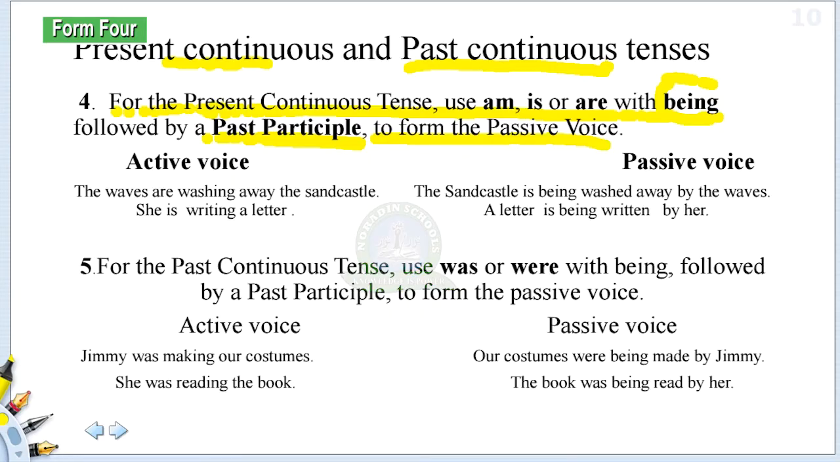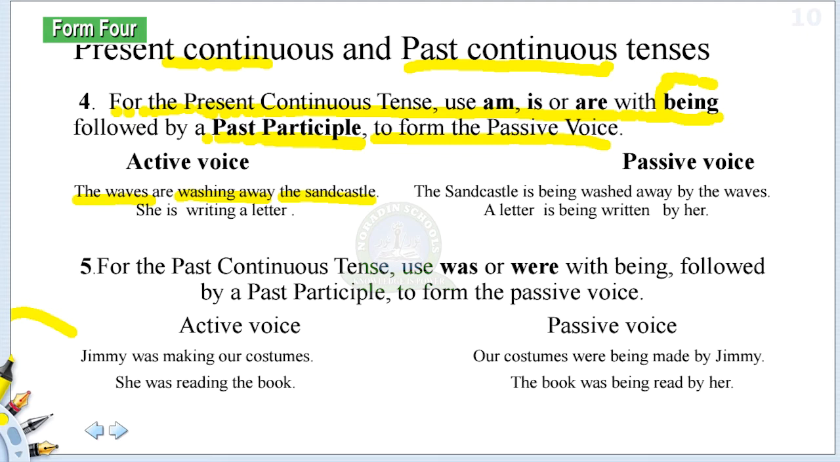Look at the example. The waves are washing away the sand castle. How are we going to change it into passive voice? Waves is the subject, washing away is the verb, and sand castle is the object. And what is the tense? Present continuous tense. So, follow the rules.